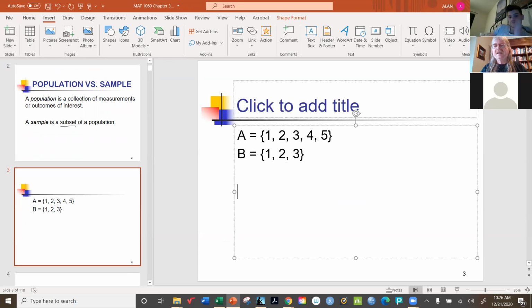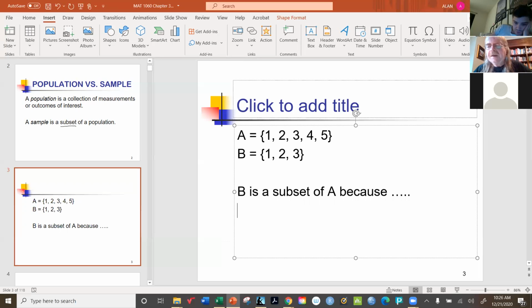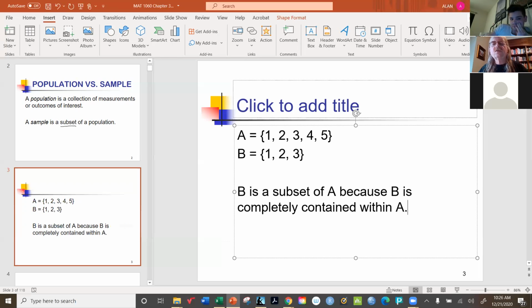Now, what we do is make the following claim: B is a subset of A. Why do you think that is the case? Who knows why this is called a subset? What is the logic here? Because 1, 2, and 3 are included in A. That's exactly right, because B is completely contained within A. All the elements in B are in A as well.